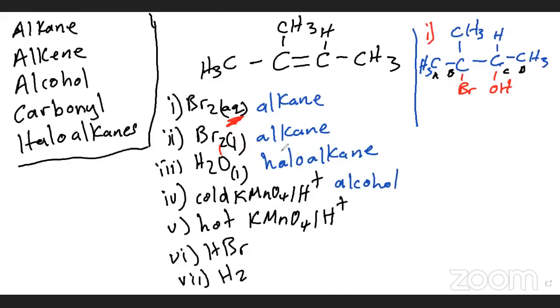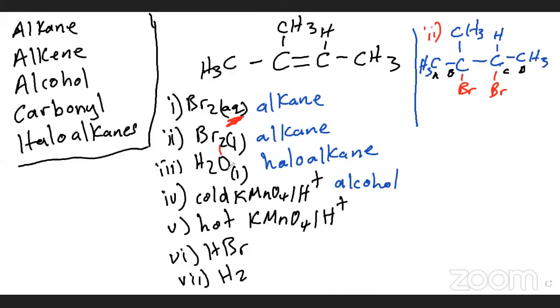I'm going to erase it and do number 2. For number 2 now, what should I change about this structure? Let's put on Br in the place of OH. That is correct. So when it's liquid bromine, it's 2 Br that we're going to add.